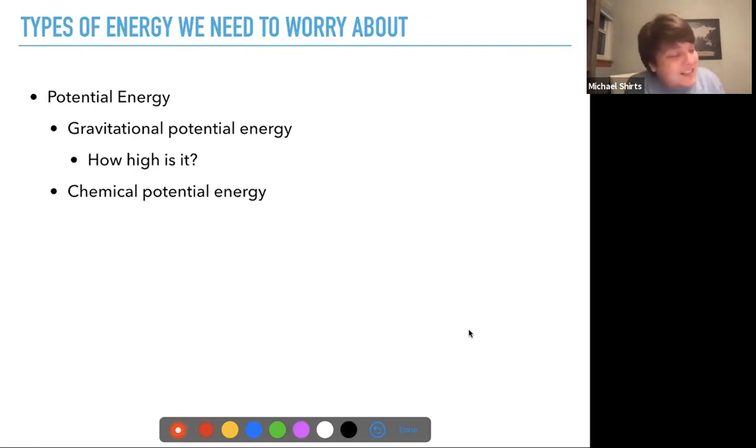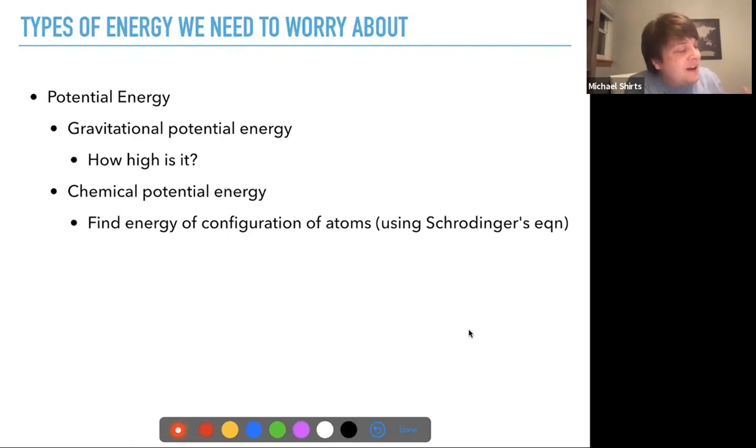Chemical potential energy. This is important. We need to find the energy of that particular configuration of atoms using Schrödinger's equation. However we know it, the configuration of the atoms affects the chemical potential energy, and a different configuration of atoms will have a very different potential energy. And indeed, it's usually much larger than the potential energy due to the location of the atoms due to gravitation.